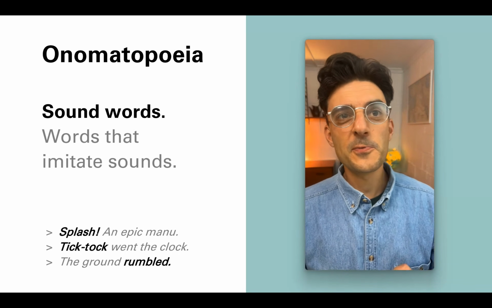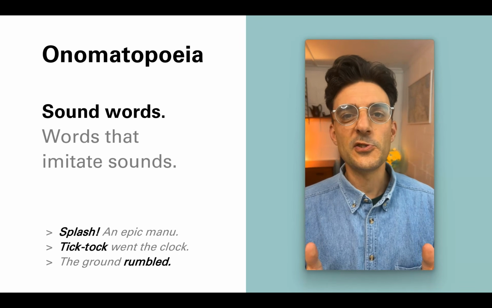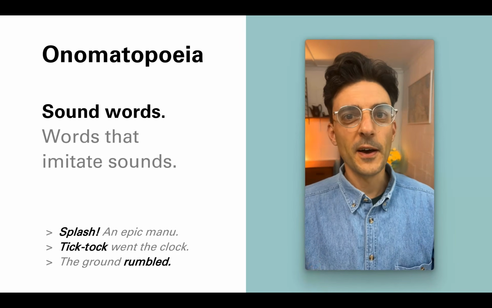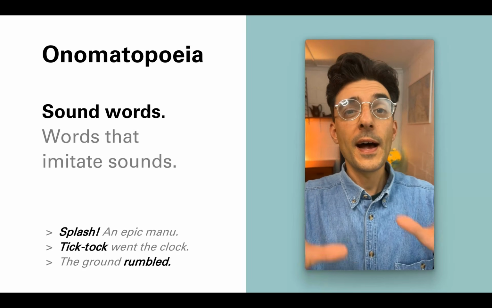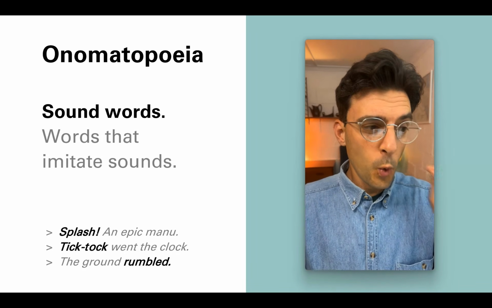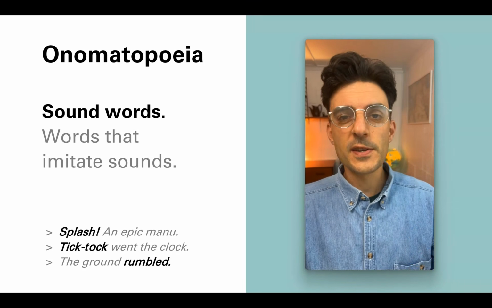Honestly, if you can spell this word, I kind of feel like they should just give you an excellent straight off the bat. Onomatopoeia. What is onomatopoeia? Onomatopoeia are sound words, right? They are words that imitate sounds.